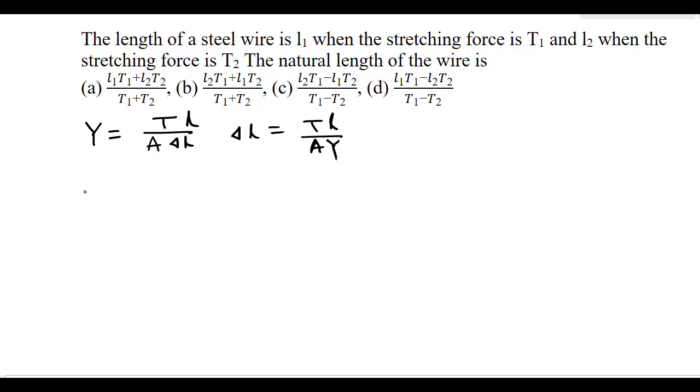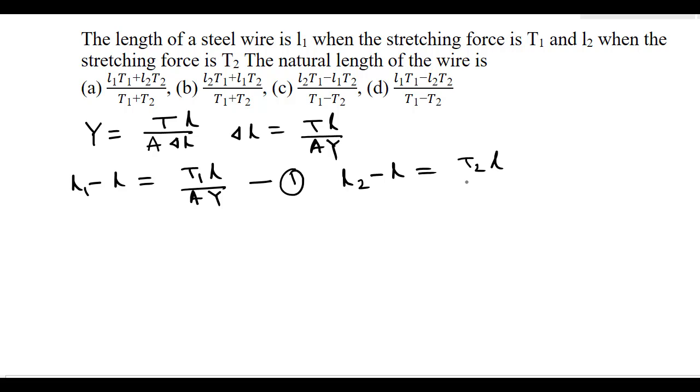So for the first case, delta L is L1 minus L, and the stretching force is T1, so T1 L divided by AY. Let's say this is equation number 1, and for the second case, the change in length, that is L2 minus L, is equal to T2 L divided by AY. Let's say this is equation number 2.